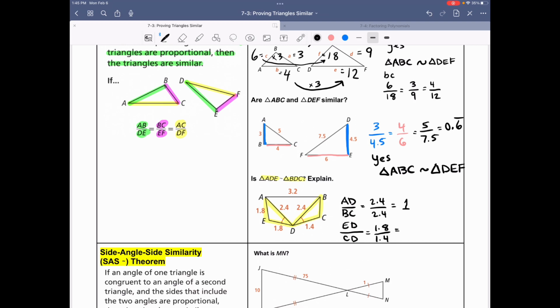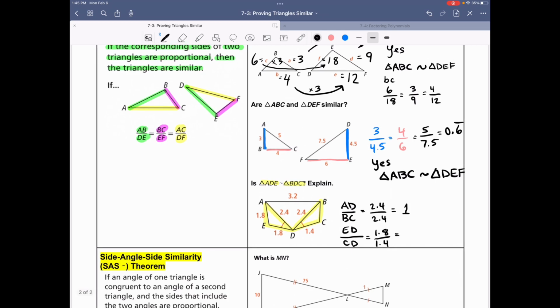So 1.8 divided by 1.4. I get approximately, I'm going to make this squiggly to show approximately, 1.29 if I round it. Are those equal? No. So it does not show a proportion, so not similar. The triangles are not similar because it's not showing a proportional relationship between their two corresponding sides.